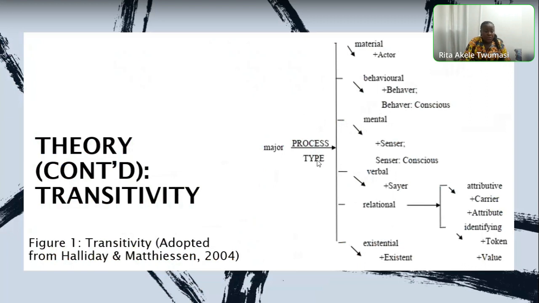Notably, a choice of process selects the participant automatically. So if you consider figure 1, if the choice of process is material, for example, make or identify, then the participant will be an actor, which is the doer. Another participant will be the goal, which is the sufferer, and then we can ask for the extent of the process. We can also have recipients and clients. The theory, that is SFL, also doubles as the analytical framework for the present study.